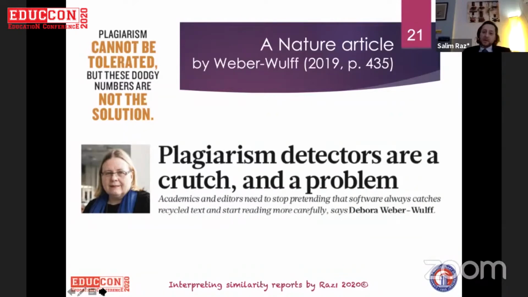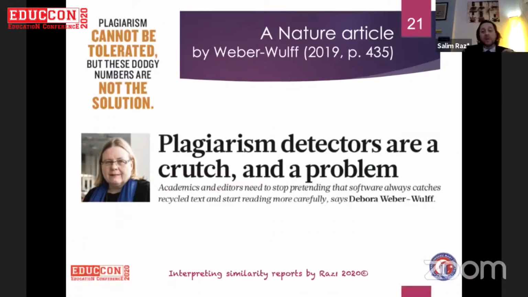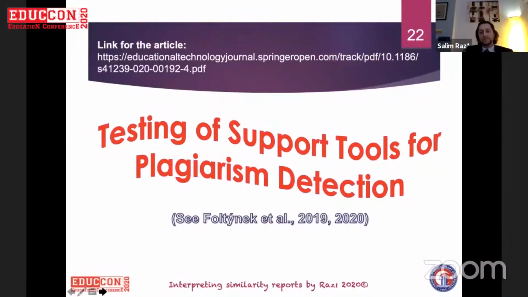So it is impossible to detect plagiarism by using a tool. Only human beings, only academics, can decide whether it is plagiarism or not. Of course, the tools will be providing some feedback on whether there are any matches, and by considering these matches, we will be deciding whether it is plagiarism or not.